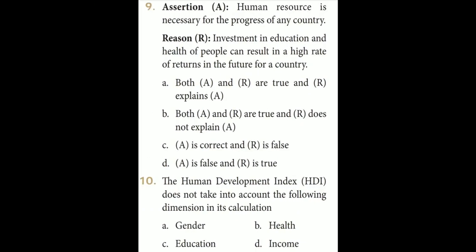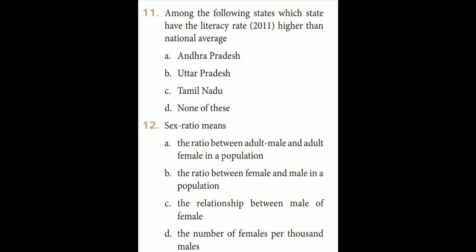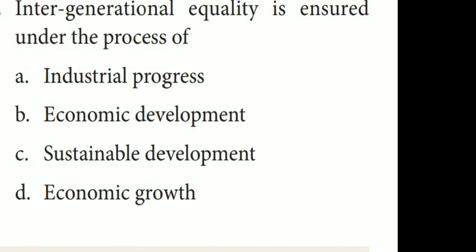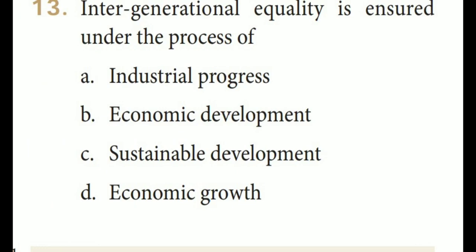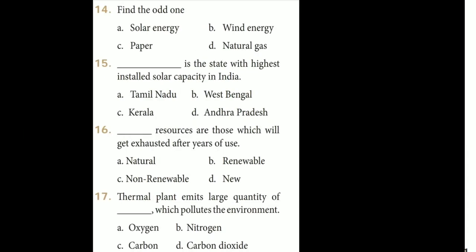That is the correct answer. Ninth one, A is the correct answer. 10th one, A, gender is the correct answer. 11th one, C, Tamil Nadu is the correct answer. 12th question, D, the number of females per 1000 males is the correct answer. Next, 13th question, that is C, sustainable development is the correct answer.